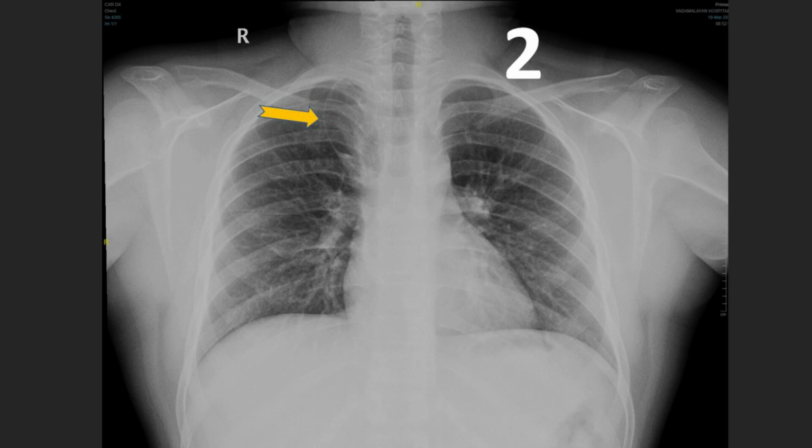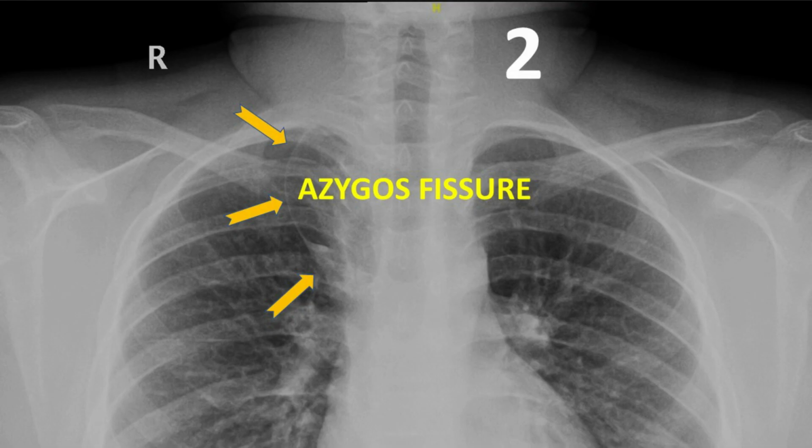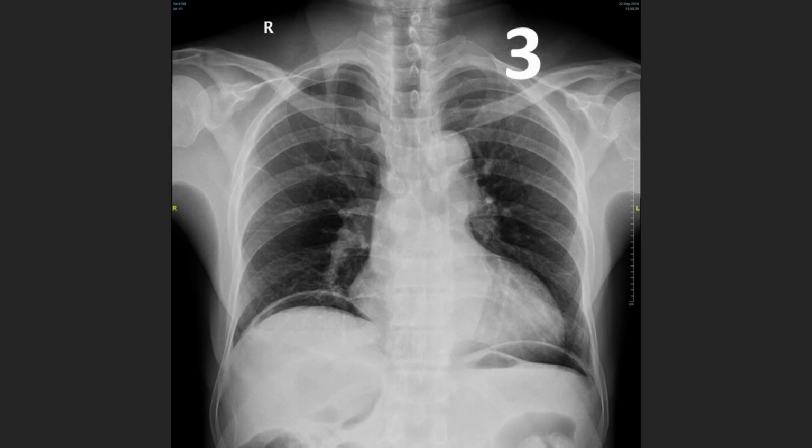This is a variant of azygous vein. So this is called azygous fissure. The azygous vein will be almost in the right paravertebral region. Yeah, we'll go to the third case.